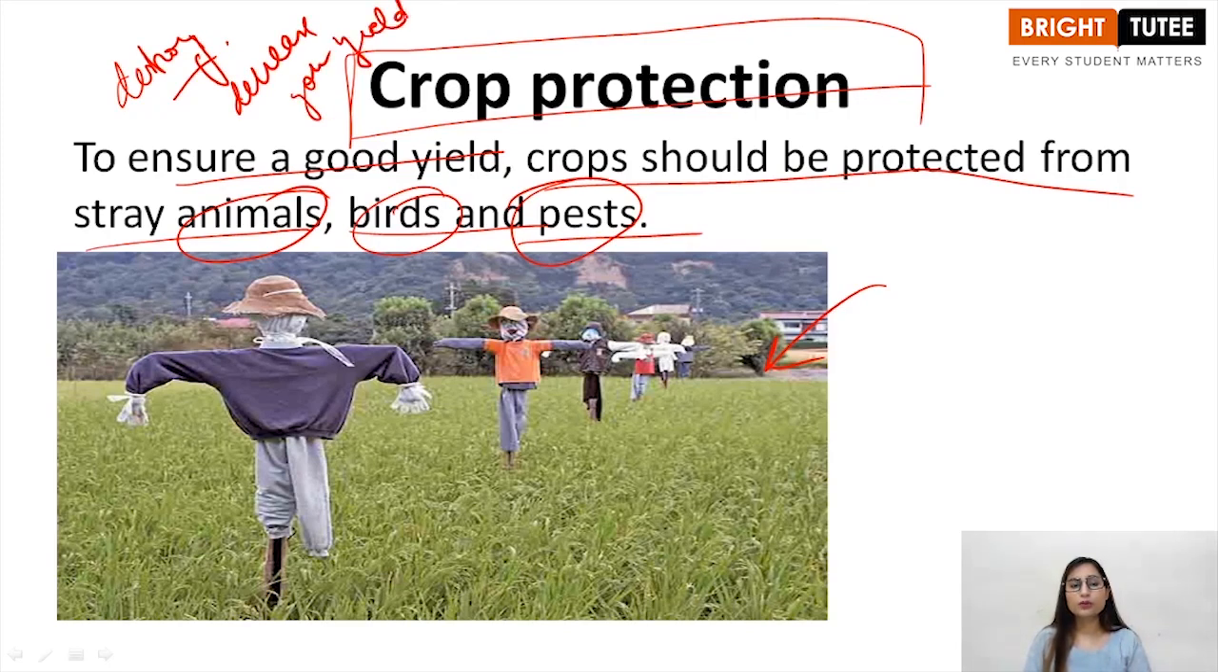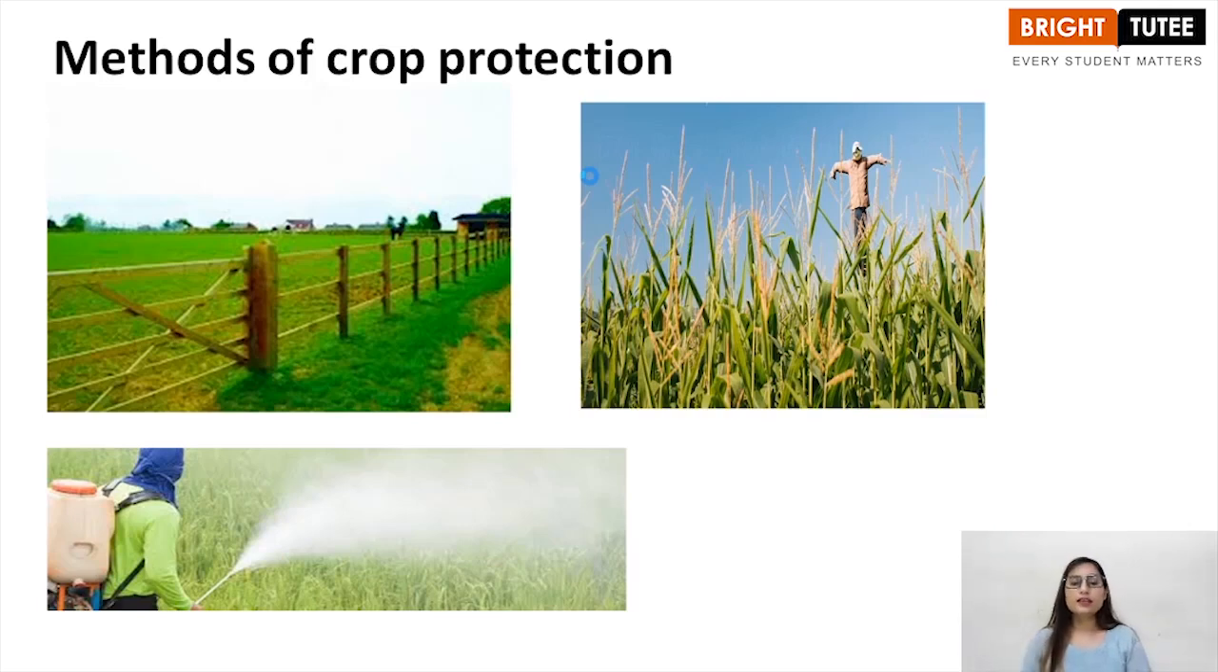So how can you protect the crop? As you can see in this picture, there is a structure, a wooden log on which you have put human clothes, right? All of them look like humans. These are known as scarecrows. As animals do not know the difference between scarecrows and human beings, they are scared away by these scarecrows and they do not enter the field. So this is how scarecrows are important, because they keep the stray animals, birds and pests away from the field.